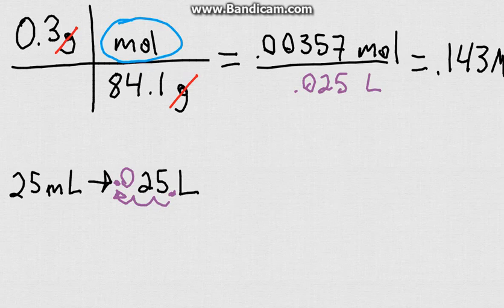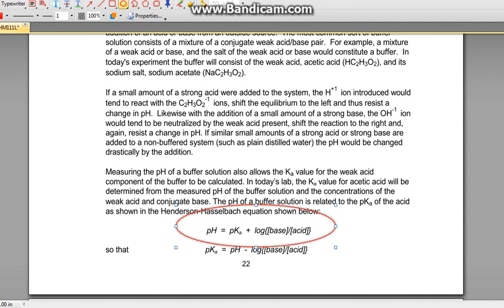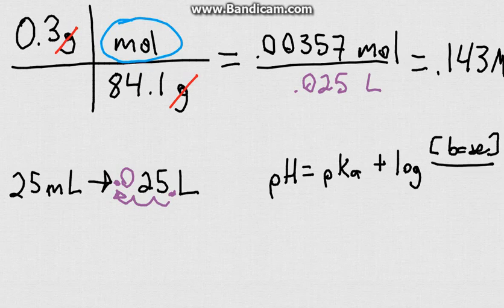Okay, so that gives us our concentration of our KCHO2, and now to find our pKa, we simply use the equation that was given in the lab manual. So this is the equation that we're going to use: pH equals pKa plus the log of the base over the acid. And we simply then have to plug in our numbers in here in order to solve for pKa. So we know that the pH is 3.75. So we get 3.75 equals, and we're trying to solve for pKa. And for this log, we're just going to simply have the base over the acid.